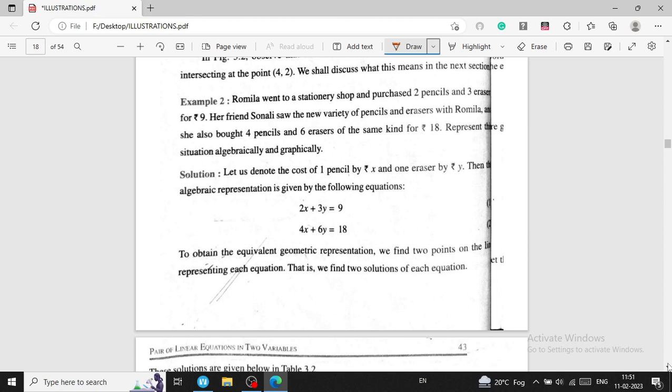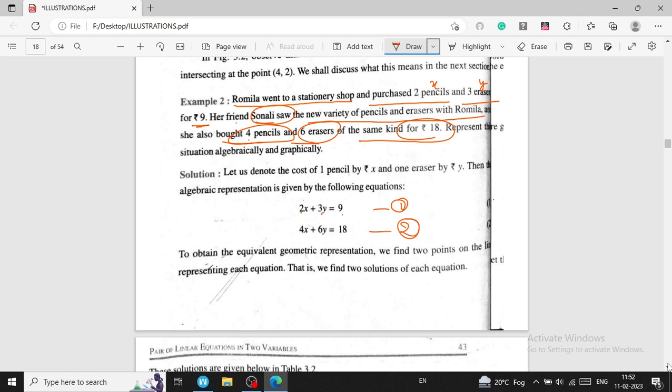Is given. Romila went to a stationery shop and purchased 2 pencils and 3 erasers. First of all, you have to take pencils as x and erasers as y. So the first equation is made: 2x plus 3y is equal to 9 rupees. This is your first equation. And her friend Sonali saw the new variety of pencils and erasers with Romila. She also bought 4 pencils and 6 erasers. That means 4x plus 6y is equal to 18 rupees. That is your second equation.